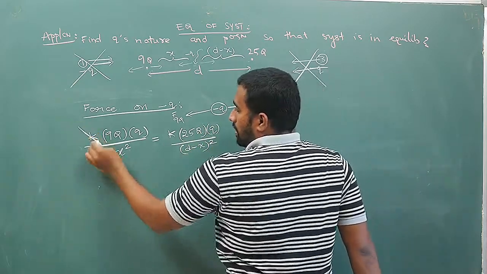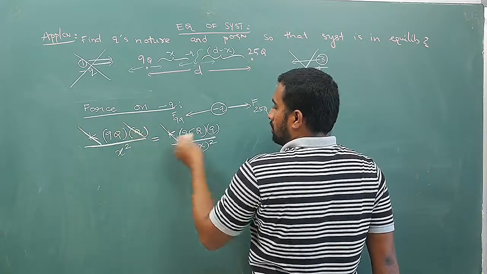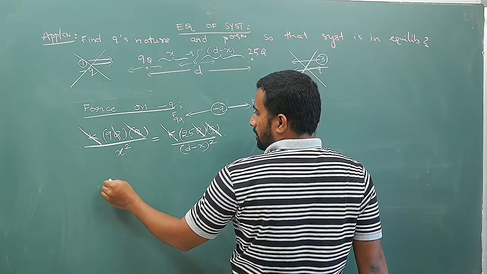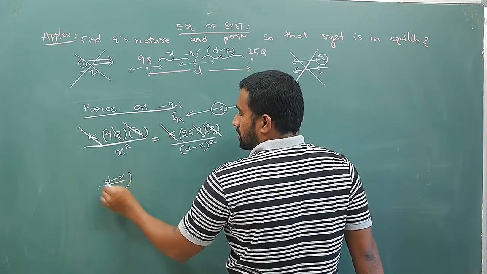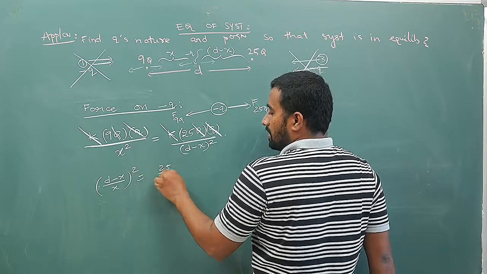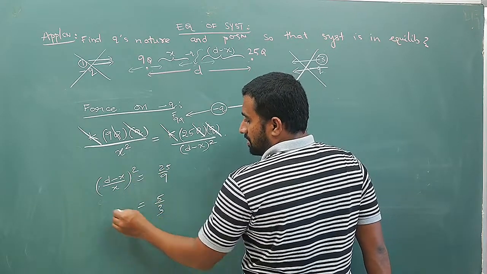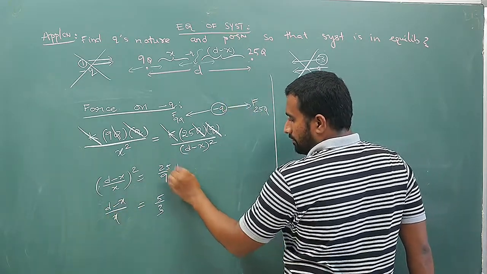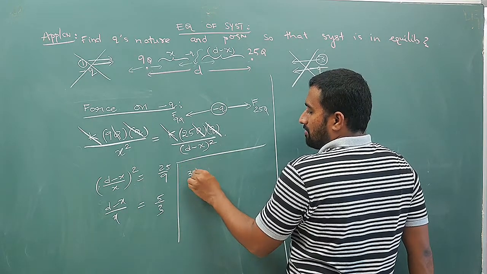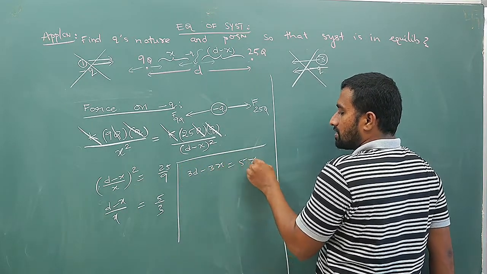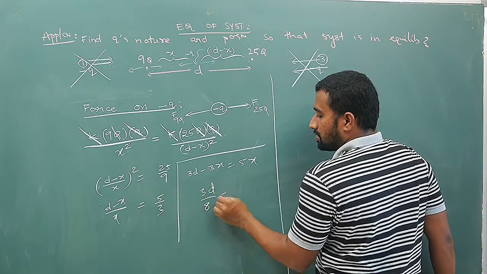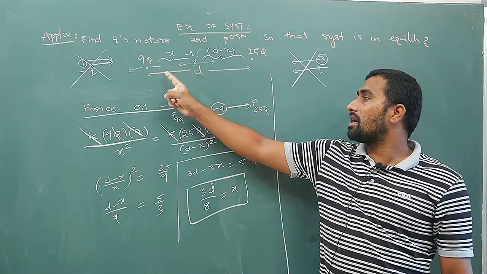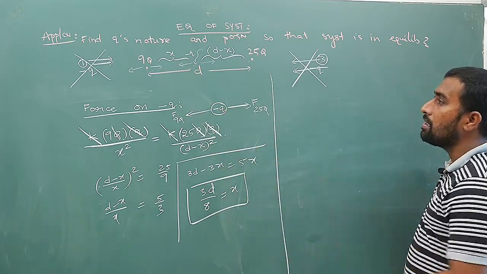So k will go off, q will go off, capital Q will go off. So you are going to get d minus x by x whole square is equal to 25 by 9, that is, 5 by 3 is your d minus x by x. So if you solve, 3d minus 3x is equal to 5x, 3d by 8 is your x value. So that means you are supposed to place the minus q charge at a distance of 3d by 8 from 9q.